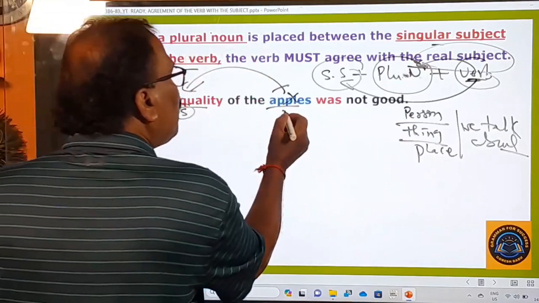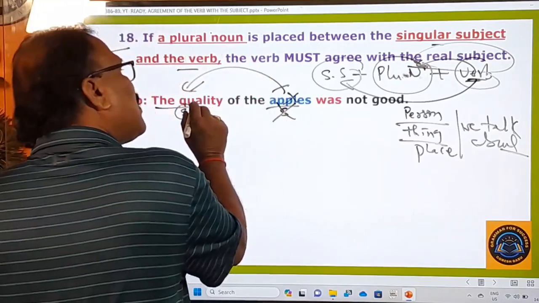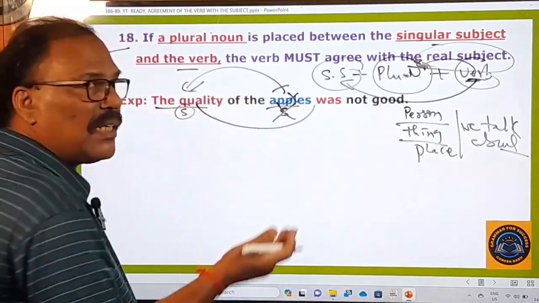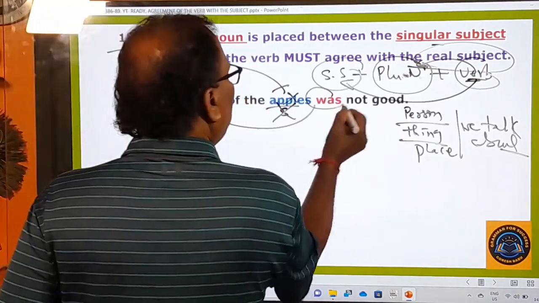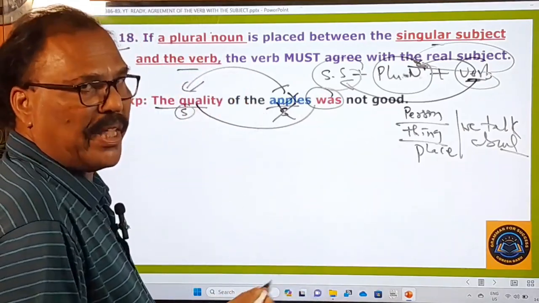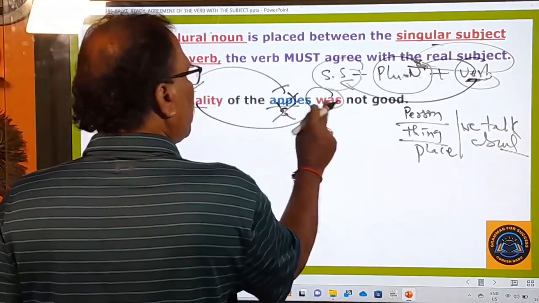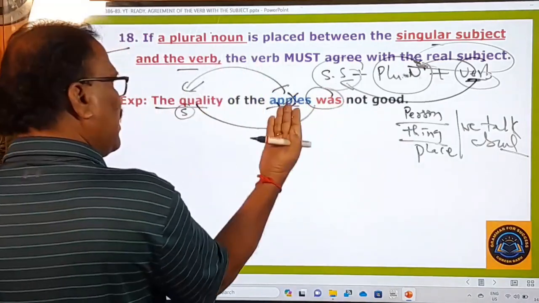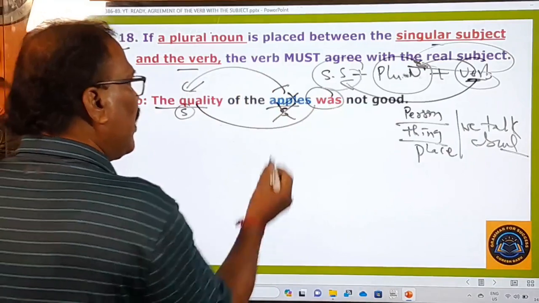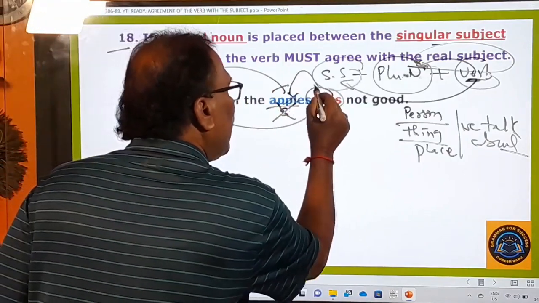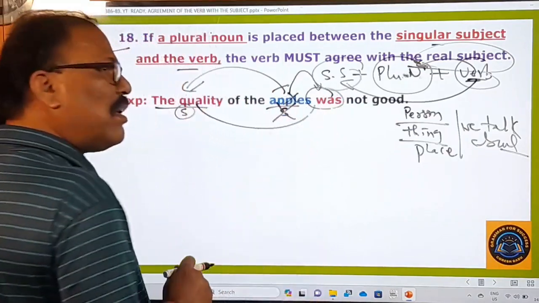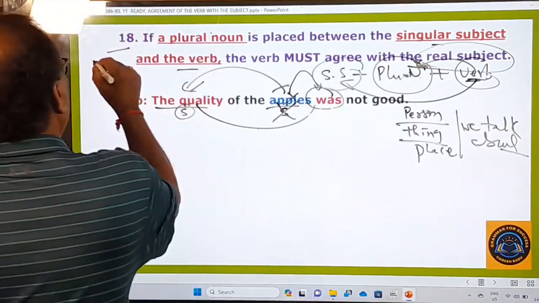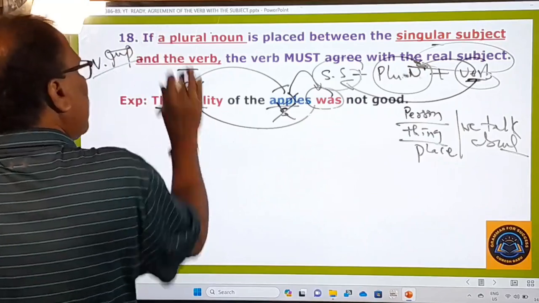So this is not the subject. This is the subject. Therefore, according to this only we have to use. Quality means it's a singular subject, and therefore the singular verb must be used there. That's very important. The quality of the apples was not. In the examination, most of the students get confused when such a sentence is given. They think apples is the real subject, and therefore they try to use a plural verb. So please, it's a very, very important rule. Please keep this point in mind.